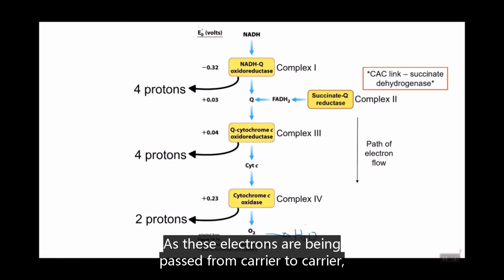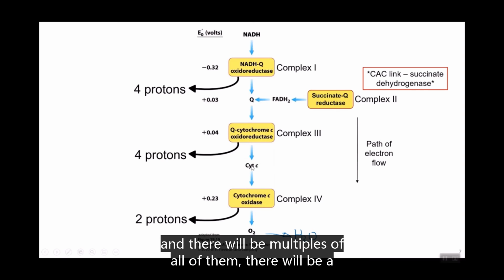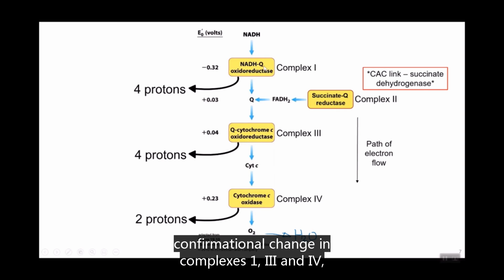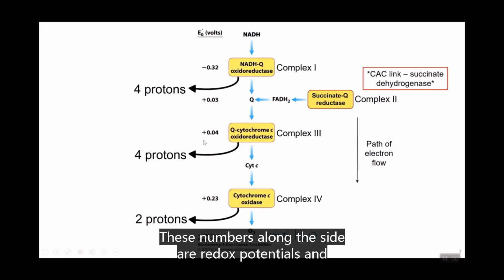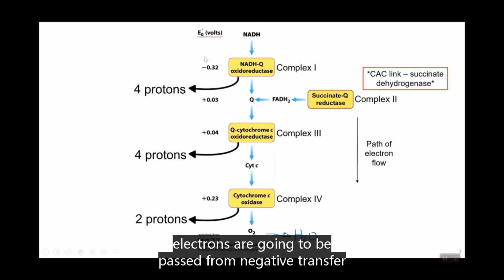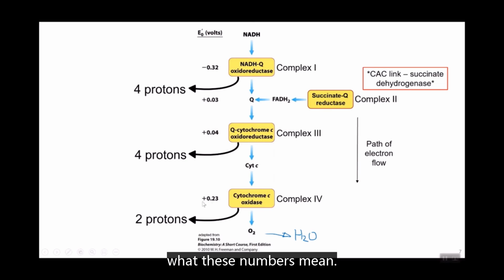As these electrons are being passed from carrier to carrier, and there will be multiples of all of them, there will be a conformational change in complexes 1, 3, and 4, allowing for protons to be pumped across the inner mitochondrial membrane. These numbers along the side are redox potentials, and electrons are going to be passed from negative potentials through to more positive ones. Let's look at what these numbers mean.